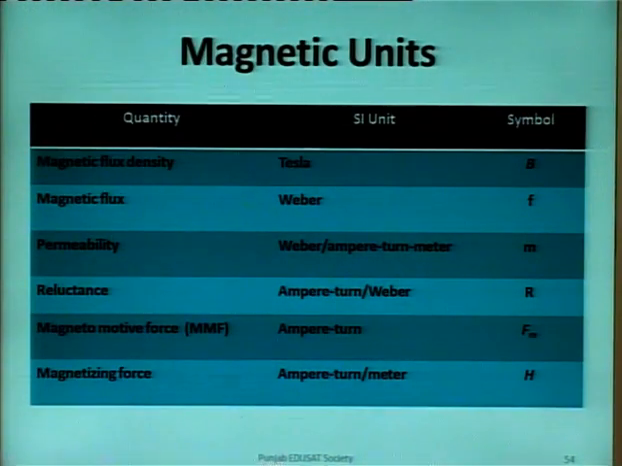Then we have the different magnetic units. The magnetic flux density, the unit is Tesla, its symbol is B. Then the magnetic flux, the unit is Weber and its symbol is phi. Permeability, the unit is Weber per ampere turn meter, denoted by mu. Reluctance, ampere turn per Weber, it is R. Then the magnetomotive force, or MMF, the unit is ampere turns and the symbol is Fm. Then the magnetizing force, the unit is ampere turns per meter, denoted by capital H.